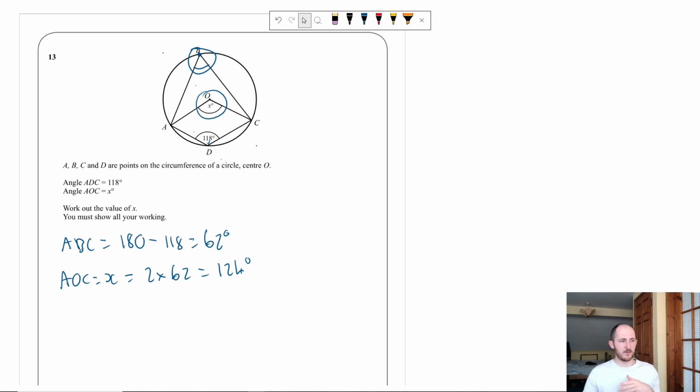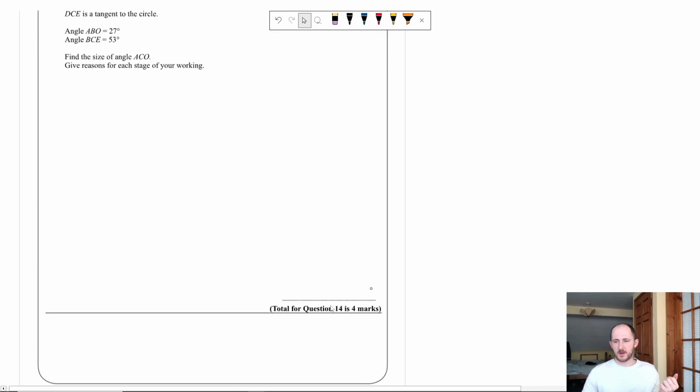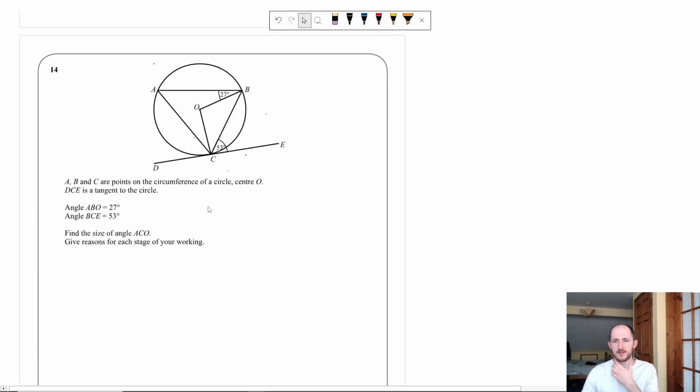So hopefully you're spotting how frequently we use the same techniques, right? Next one, 4-mark question this time. Okay, this looks a bit more interesting, but hang on a minute. I have a tangent and I have a triangle with all 3 points on the circumference, so I'm thinking alternate segment. Again, it's the hardest one in my opinion, but you can always spot when you need to use it. So we have these 2 bits. Okay, cool. Find the size of angle ACO.